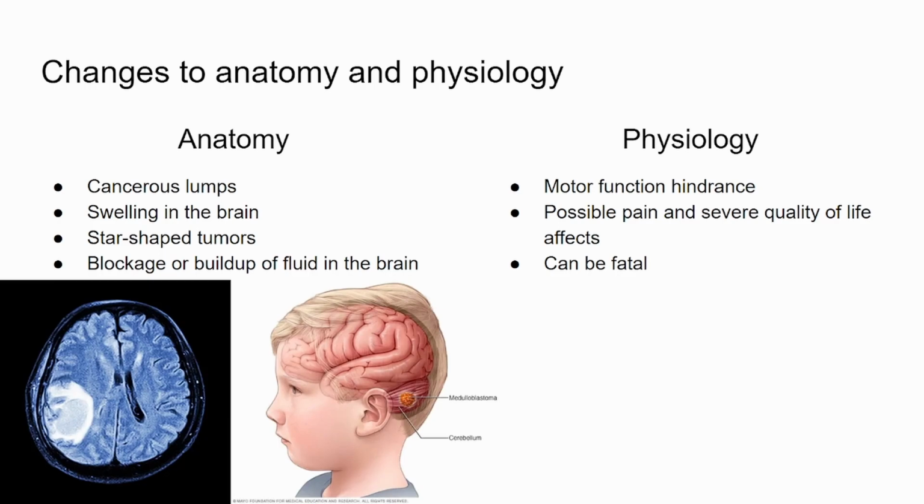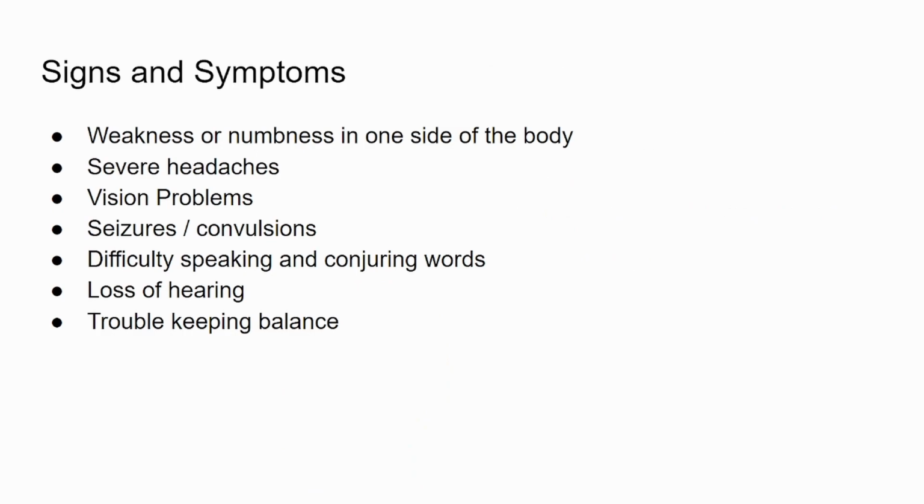As far as the physiology goes, generally speaking, you'll see motor function hindrances, possible pain, and severe quality of life effects, and it can be fatal in different severities and types. So now we'll cover how patients experience the disease. We'll be covering the signs and symptoms, treatment, and quality of life.